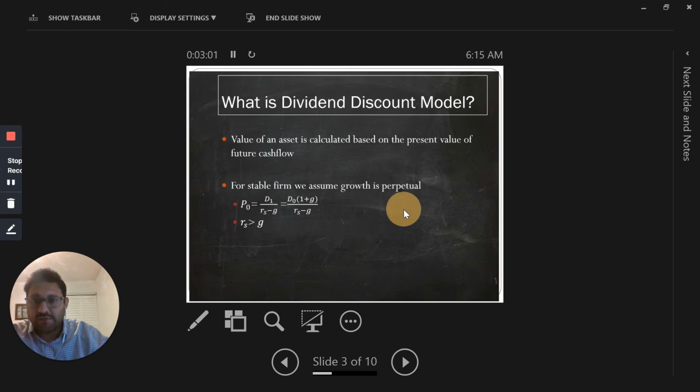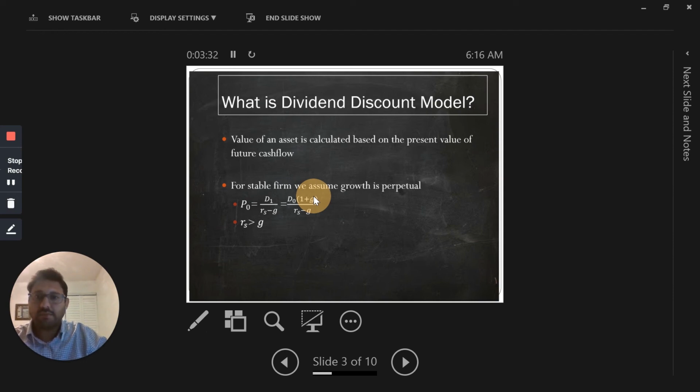So the present value of the stock is based upon the next dividend, D1, divided by Rs, which is the required rate of return of the stock, minus g, the growth of the dividend. Now D1 can be found if we have the current dividend D0 multiplied by 1 plus the growth rate, right? And one limitation is that the required rate of return should be greater than the growth of the dividend.